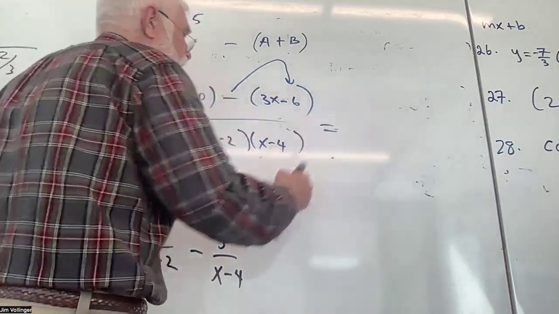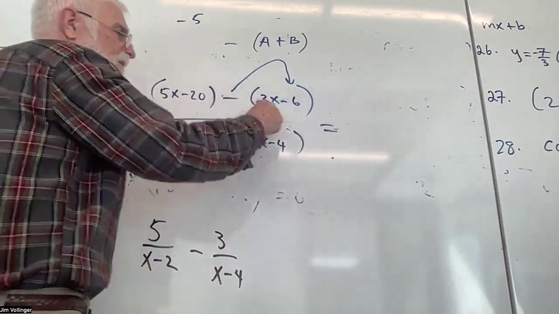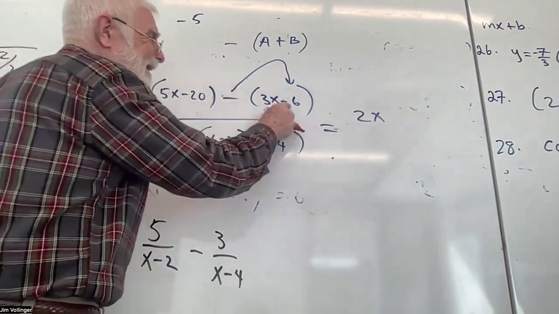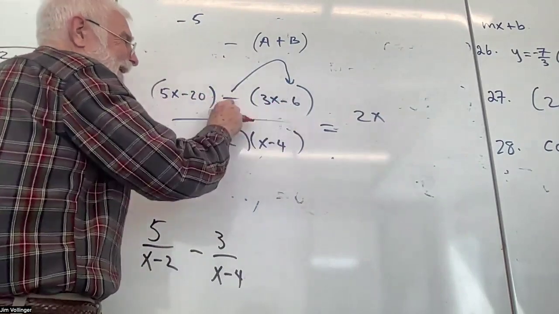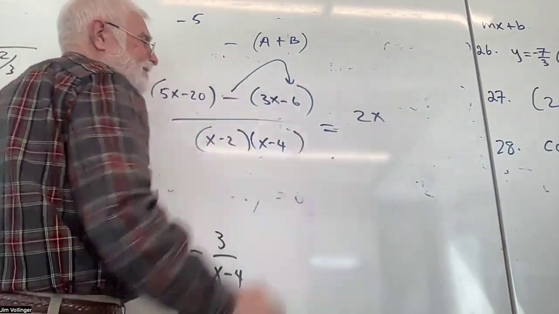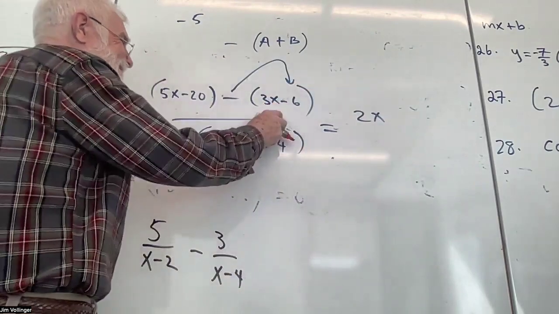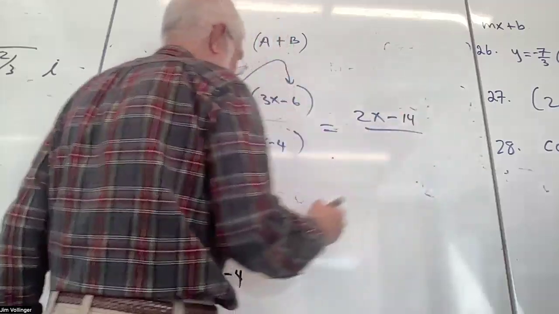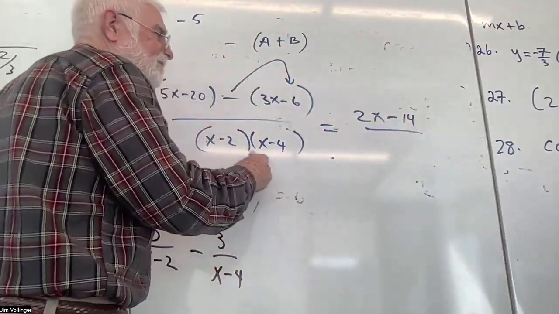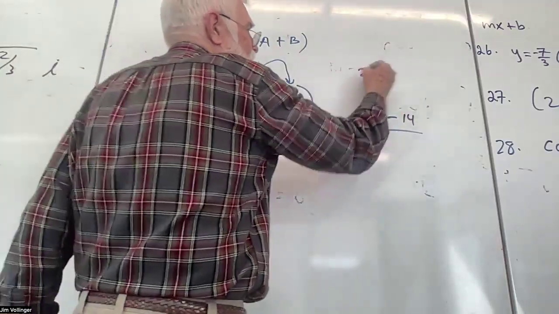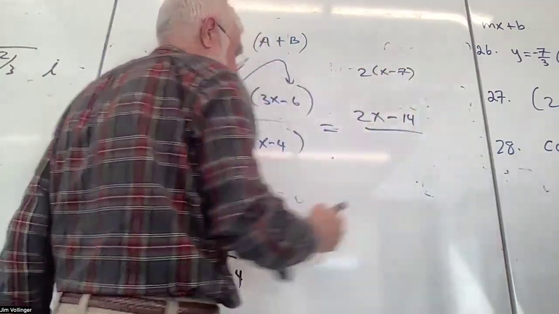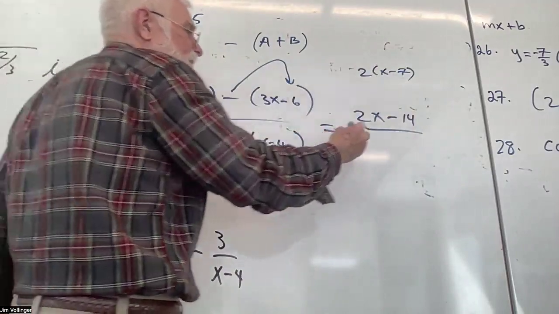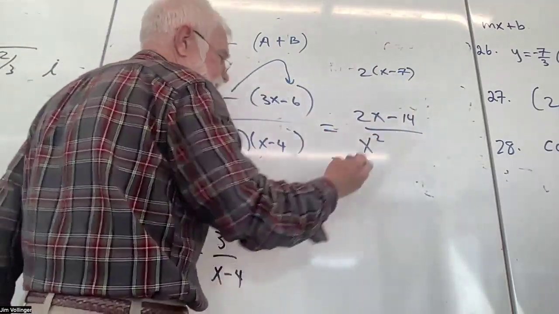Now, what does this become? 5x minus 3x, 2x, minus 20, minus a minus, minus a minus. I've got to do that distribution, which makes plus 6, minus 20 plus 6, all over x minus 2 times x minus 4. If I factor that, it's 2 times x minus 7. I don't see x minus 7 here, so you can leave it like this. But if you do multiply it, don't make a mistake.